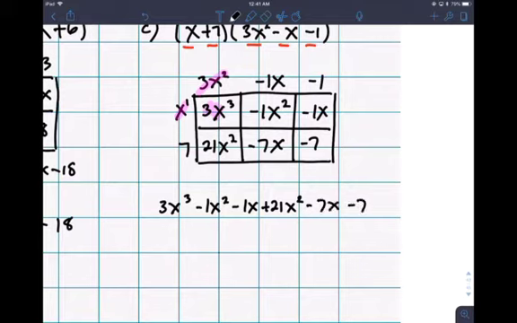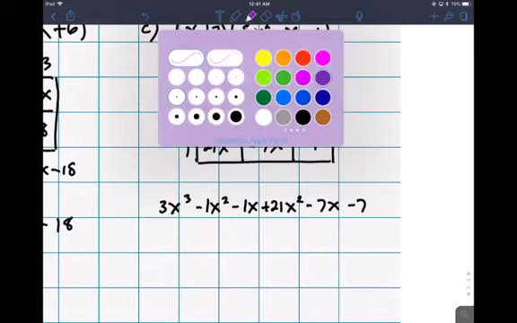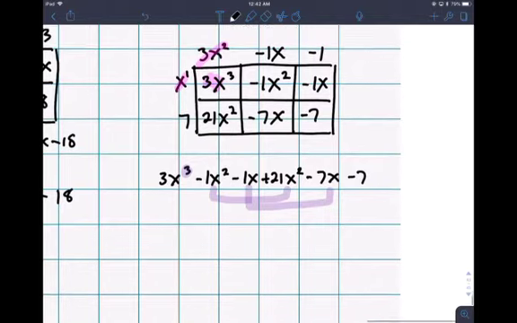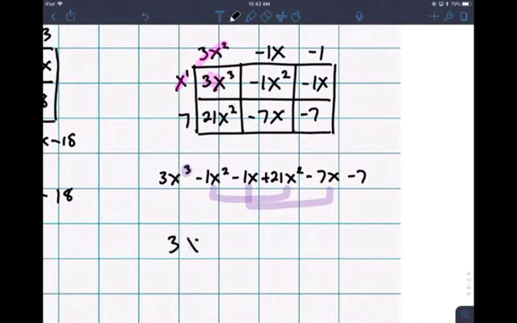And again, I'm going to identify my like terms. So notice that x to the third power, there's no other x to the third power. However, x squared and this x squared, this x with this x, and there's no other coefficient. So that means that my final answer is going to be 3x to the third power.